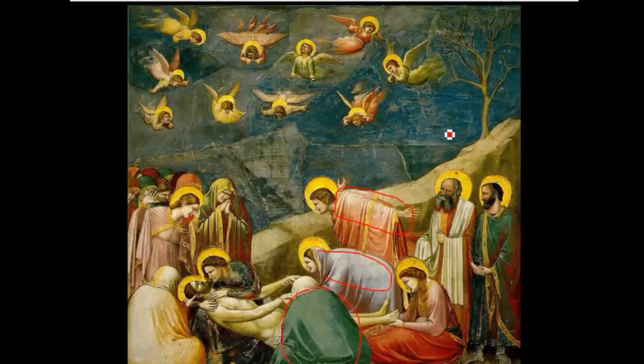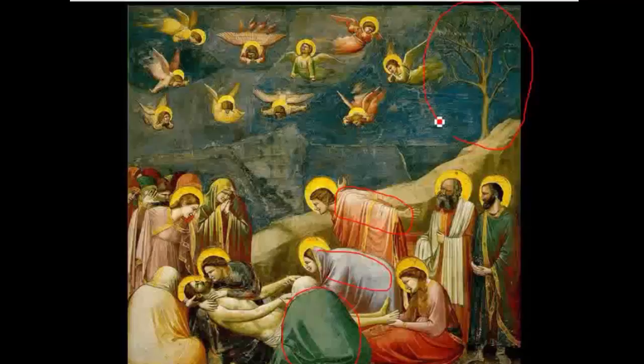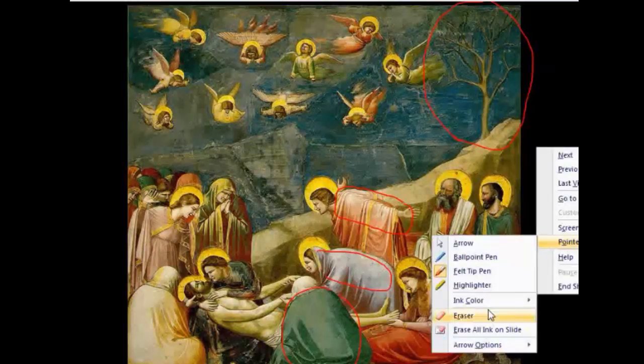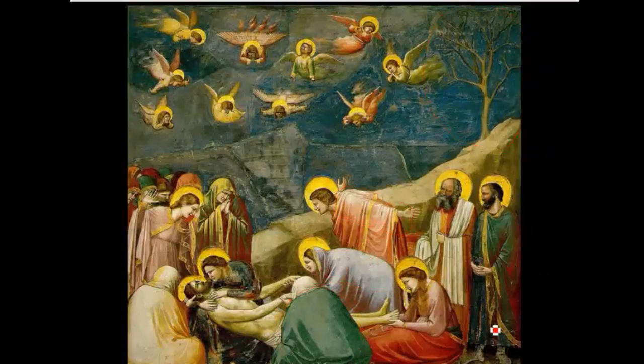The tree back here in the background adds that sense of depth, perspective. And the dead tree added to the emotional response a lot of people have had to the painting, particularly in person. I've got some other examples of Giotto's paintings here to show you that aren't in the textbook, just to reinforce the point for you.